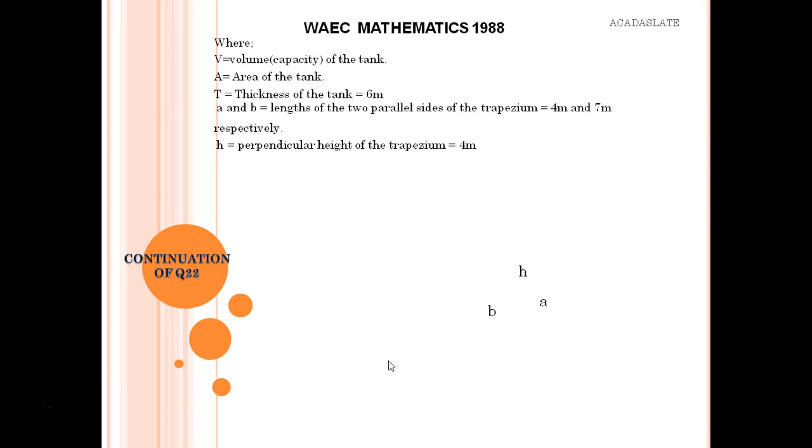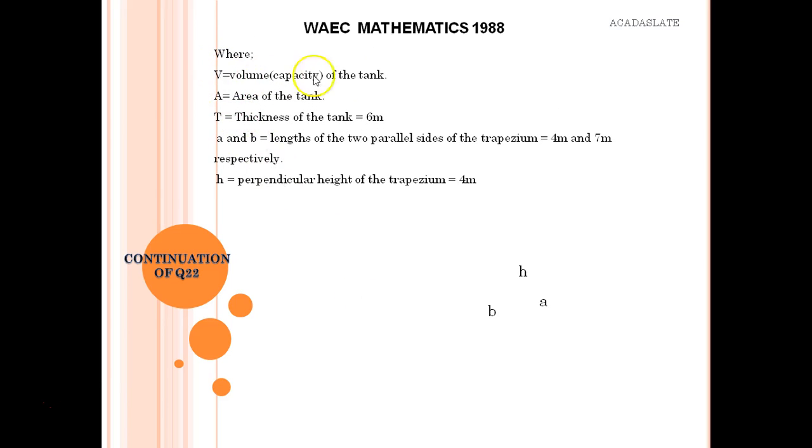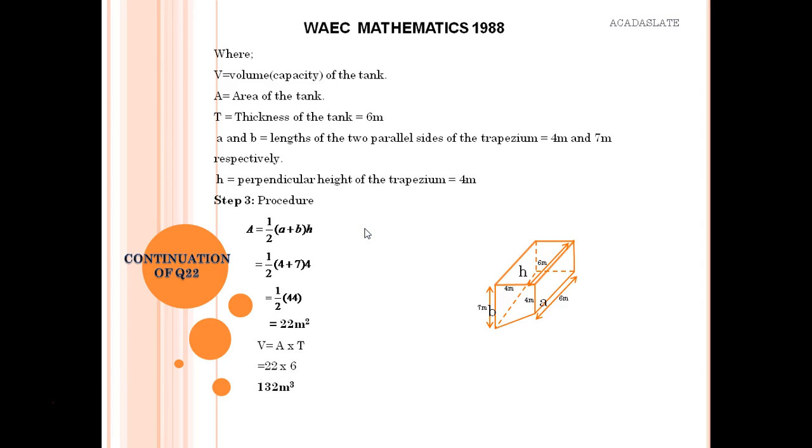Now let's look into it. We say that V represents the volume of the tank, then the area of the base, then T represents the thickness of the tank, which is already given. Then A and B represent the lengths of the two parallel sides of the trapezium. From the diagram, we call this side A, this side B, and this side H of the trapezium.